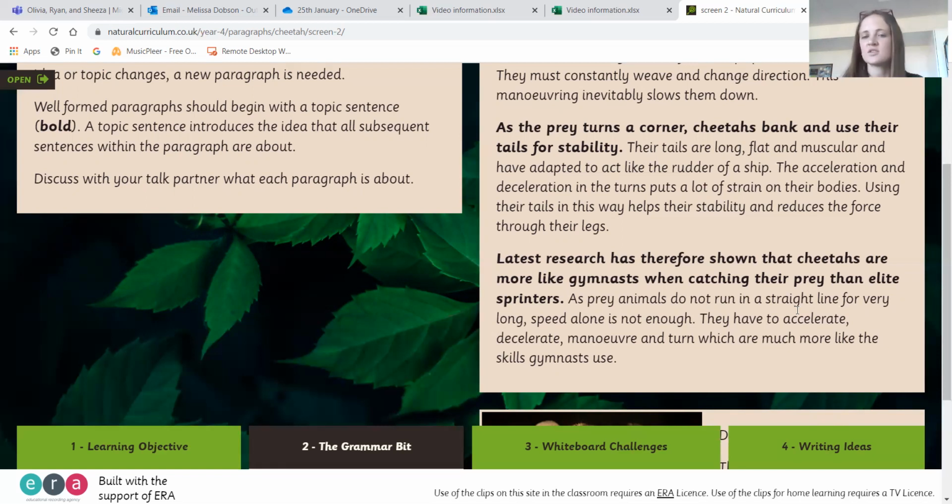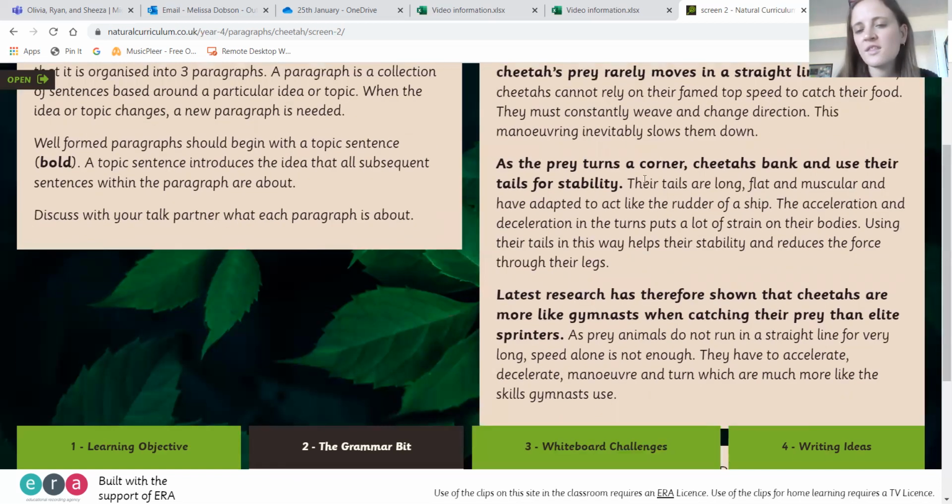So latest research has therefore shown that cheetahs are more like gymnasts when catching their prey than elite sprinters. As prey animals do not run in a straight line for very long, speed alone is not enough. They have to accelerate and decelerate, maneuver and turn, which are much more like the skills that gymnasts use.